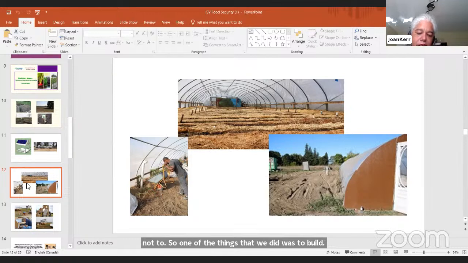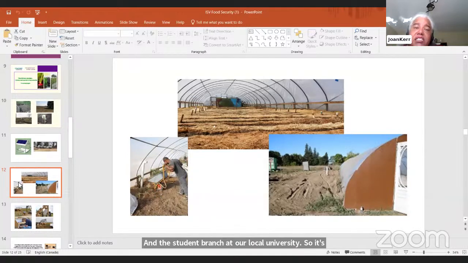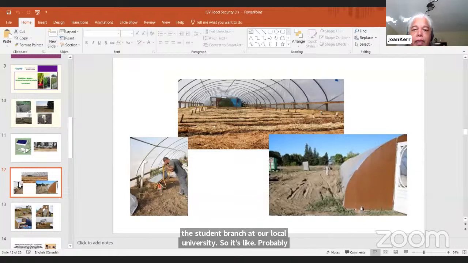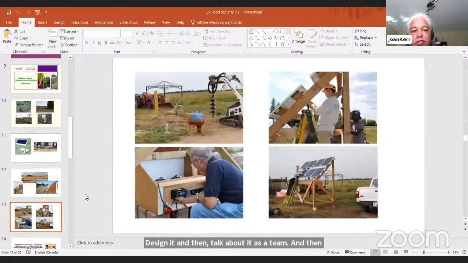greenhouse, and the greenhouse was actually funded by IEEE Power and Energy Society for the material, which we were very happy to receive. And the student branch at our local university, about maybe 7 minutes from the garden, participated in the design, and we held a brainstorming weekend, and that was so much fun. The students said it was 3 days. They had to hear the concept that I had of what I wanted to achieve, design it, and then talk about it as a team. And so we got a number of people to participate.